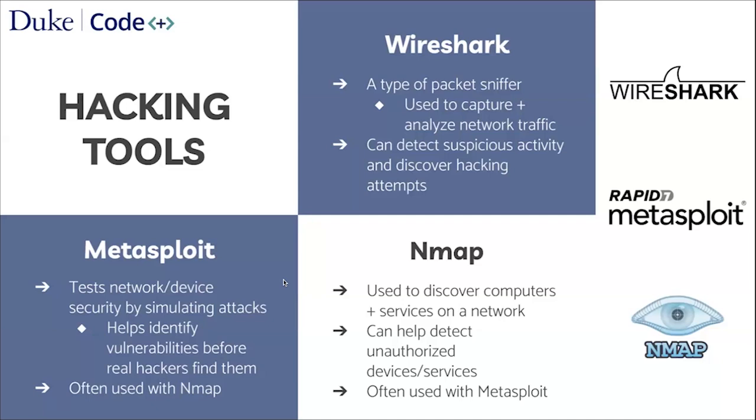Okay, so the last tool we're going to talk about is Nmap, which is used to discover computers and services on a network. It can help detect unauthorized devices and services, and it's often used alongside Metasploit, like I mentioned before.